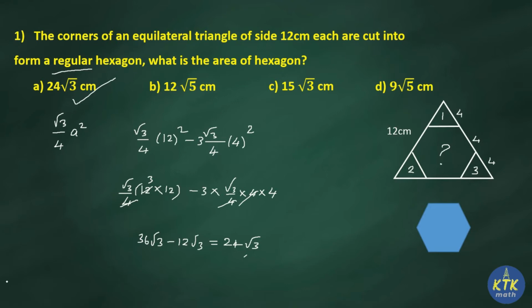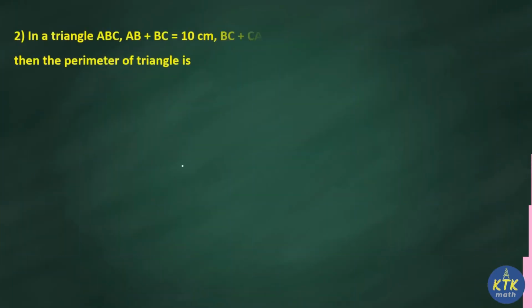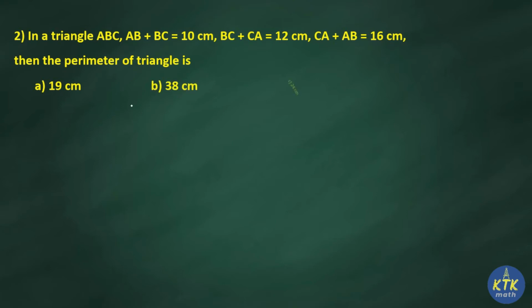Question number 2. In a triangle ABC, AB plus BC is 10, BC plus CA is 12, CA plus AB is 16, then find the perimeter of the triangle. So the sum of 2 sides they gave. Your options are 19, 38, 24 and 32. Okay, it's a simple question only.